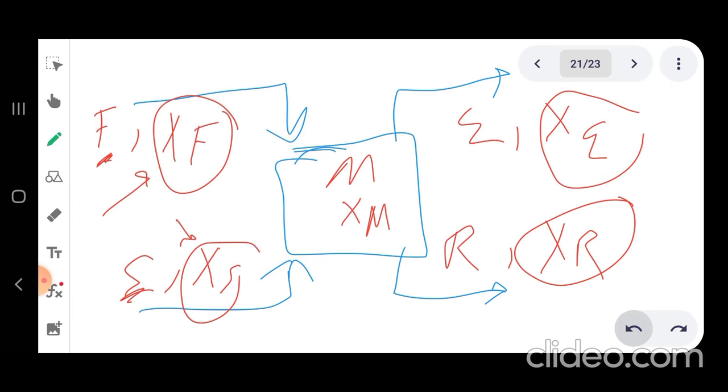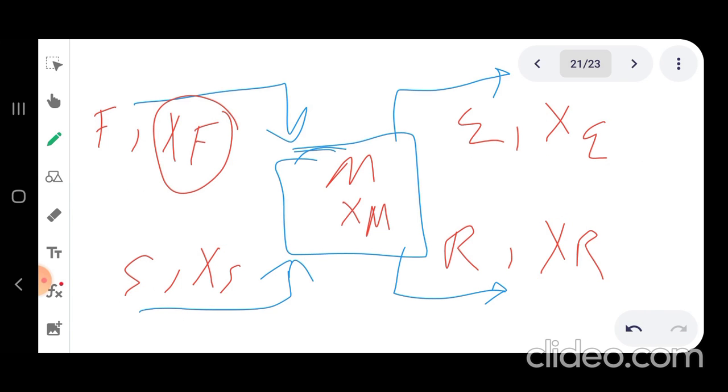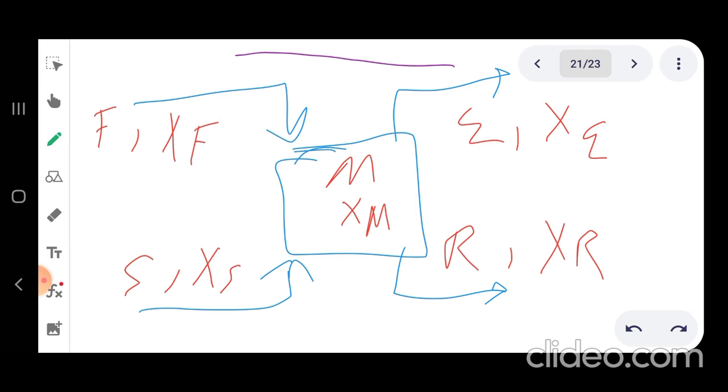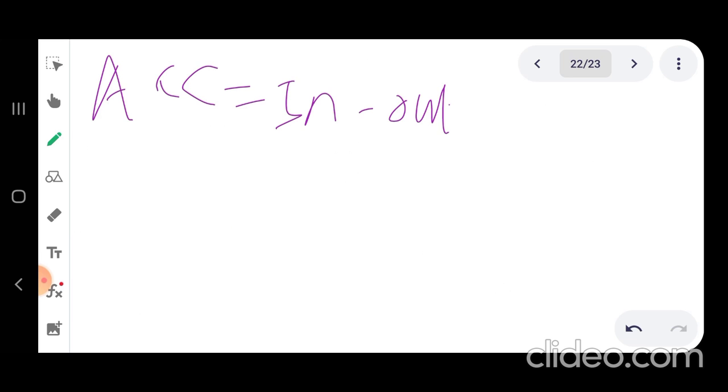Okay, so now we can perform a material balance that we are going to need later. So let's look at the overall system and then write the material balance. We know that accumulation is equal to input minus output plus generation minus consumption.